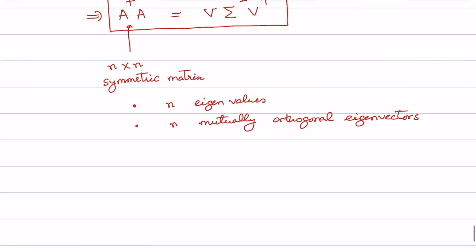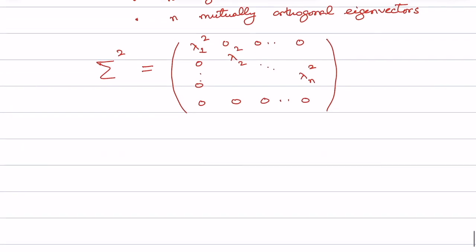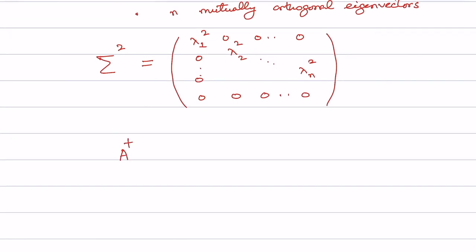And again, sigma square is a diagonal matrix. It's an n by n diagonal matrix, again a square matrix. Its diagonal elements are now lambda 1 square, lambda 2 square, up to lambda n square in the main diagonal, and the rest of the elements are going to be 0. Therefore, I can write finally A Dagger A is equal to V capital sigma square V Dagger.